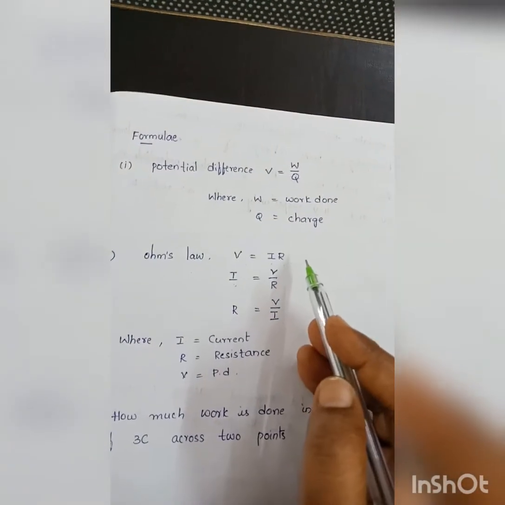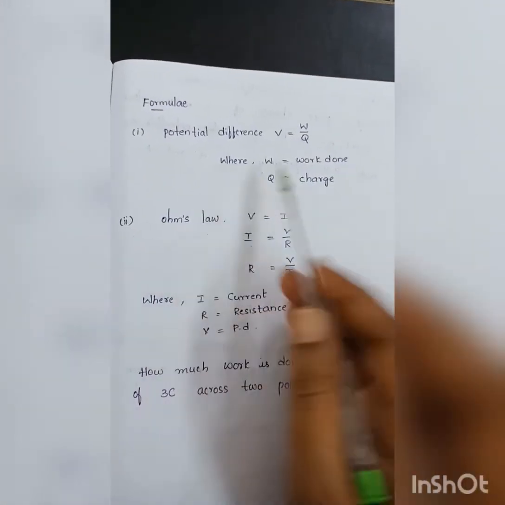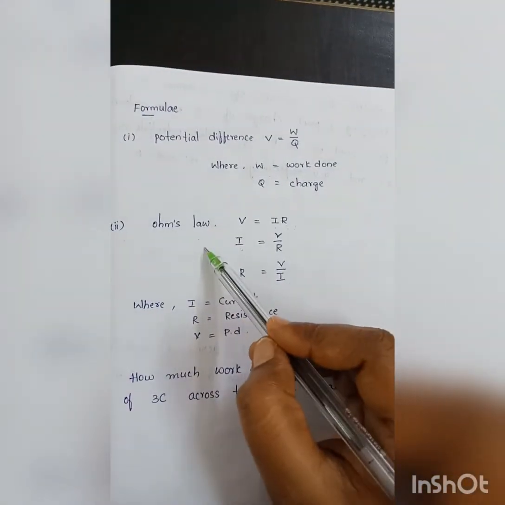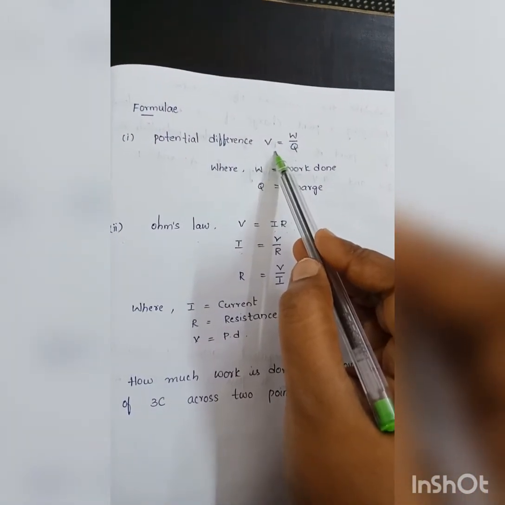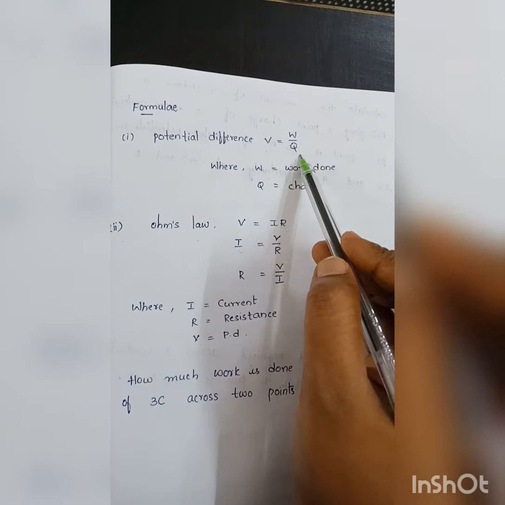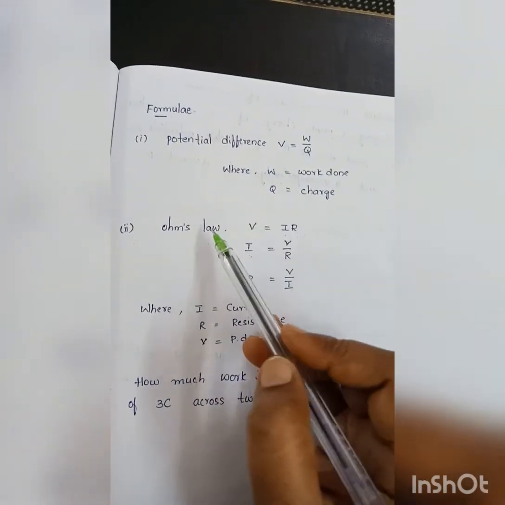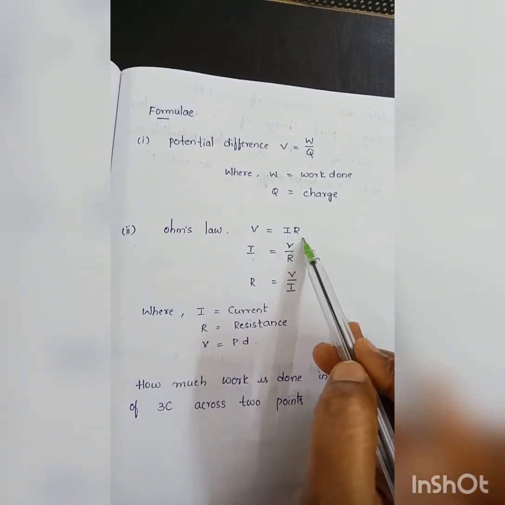Hello children. Now the second part of the lesson electricity and the problems related to potential difference and Ohm's law. Potential difference is symbolized by the letter V. V equal to W by Q, where W is work done, Q is charge. According to Ohm's law, V equals to I into R.